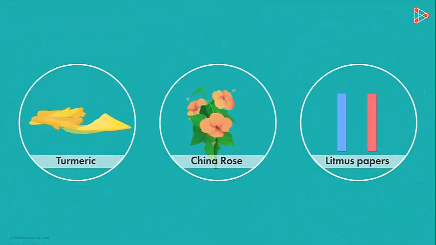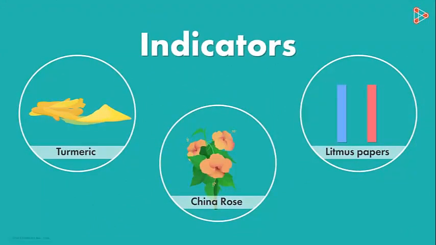This is how several compounds are used as indicators that help us in detecting the acidic and alkaline nature of solutions.